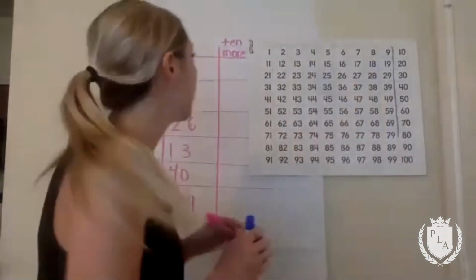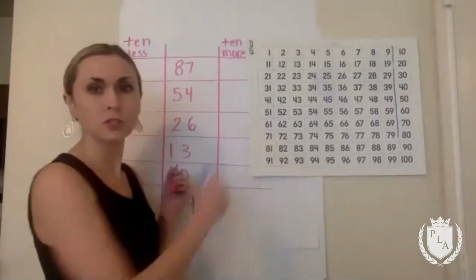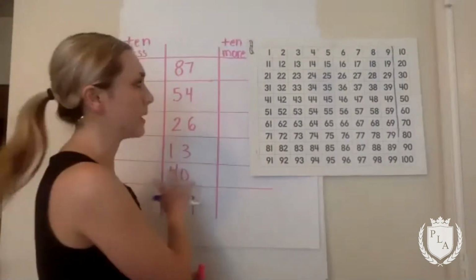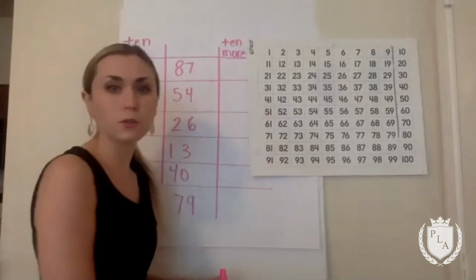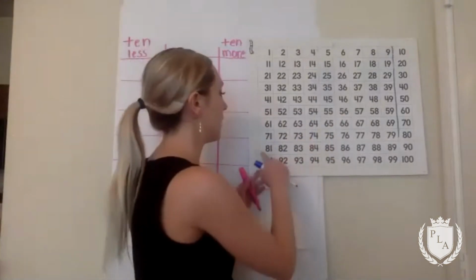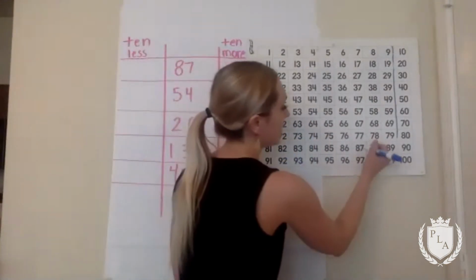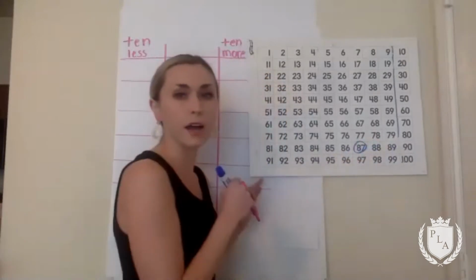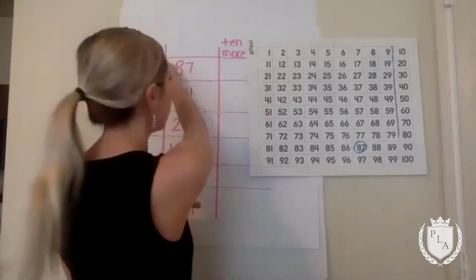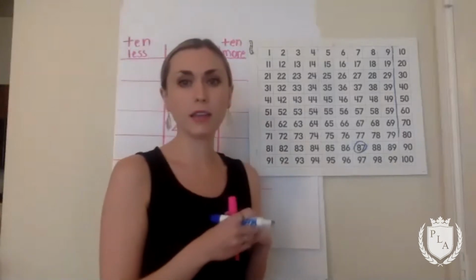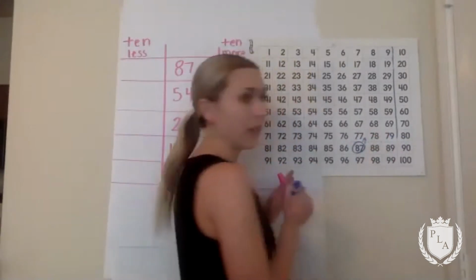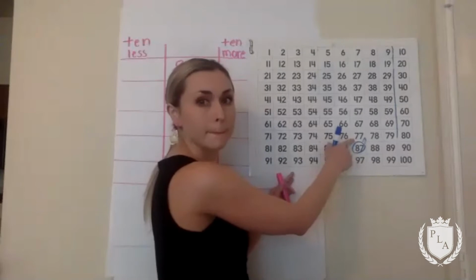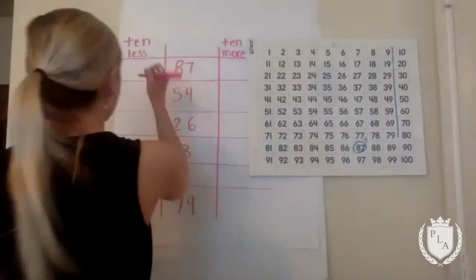Okay, let's get started on our practice. So here we have some numbers, and I have my hundreds chart right here so that I can use it while I'm answering these questions. My first number is 87. So what I'm going to do is find 87. I see here's the 80s, here's 87. And now I need to find 10 less. Remember, when you're finding 10 less, you jump up. So 10 less is what number? 77. Good job.